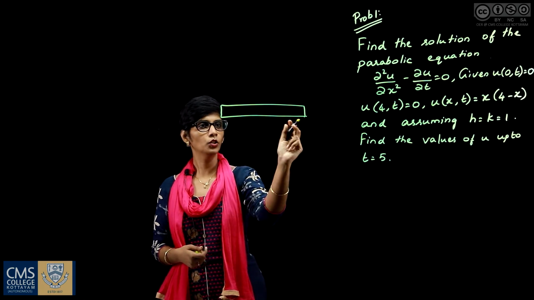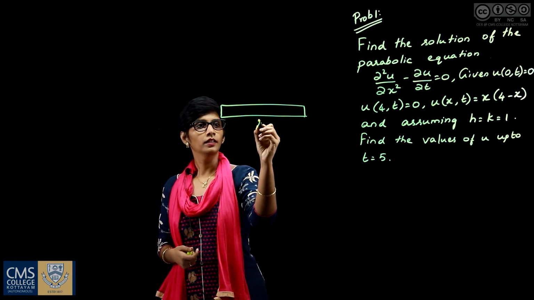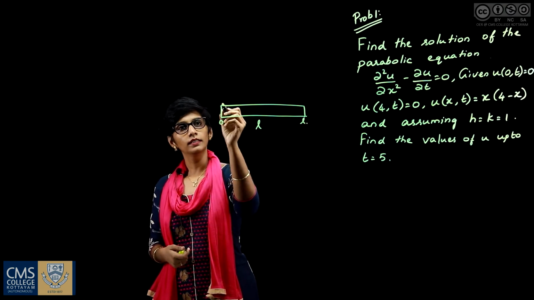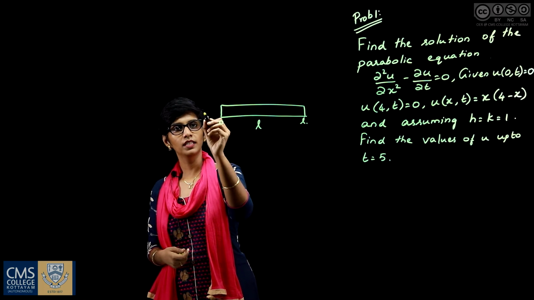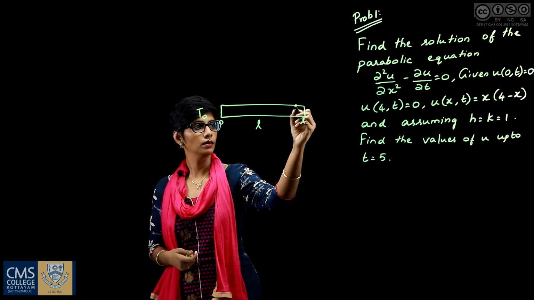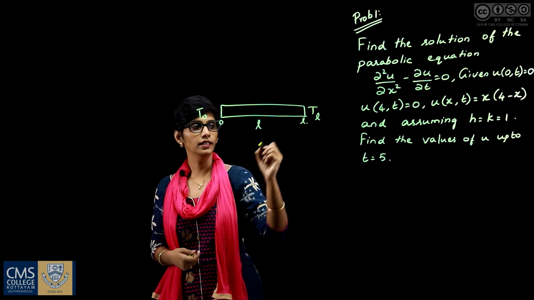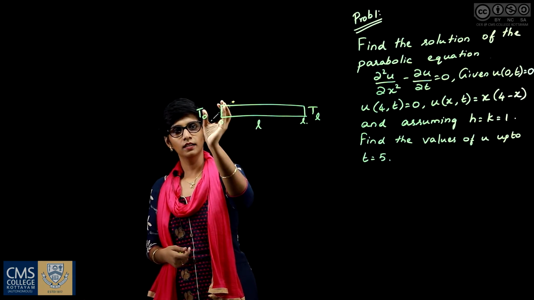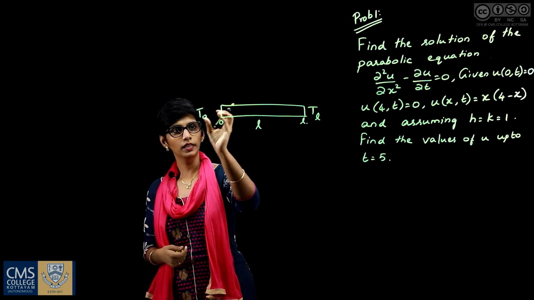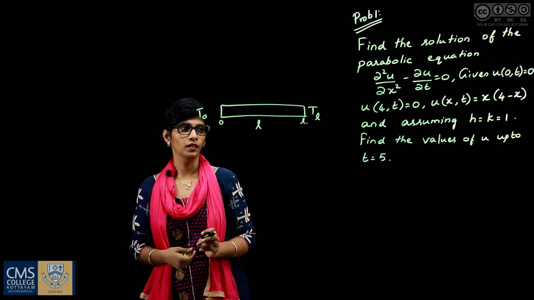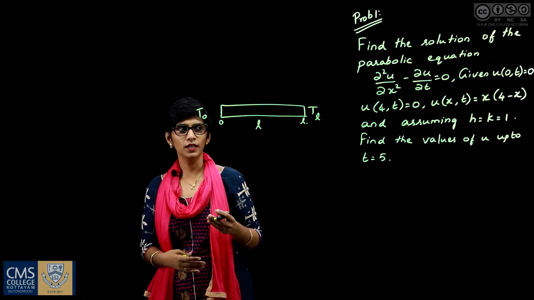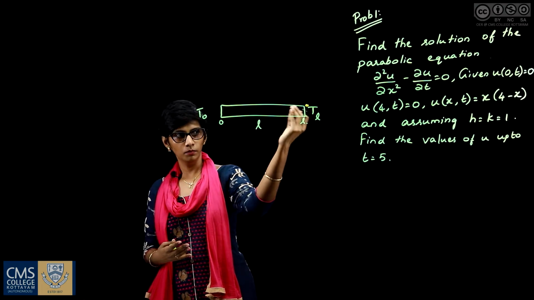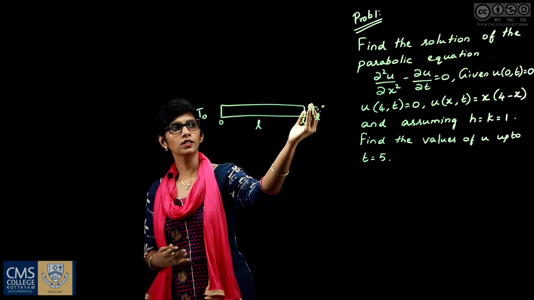For example, if the length of the rod is L, then this point is 0 and this point is L. This end has a temperature T0 and this end has the temperature TL. Initially the ends of the rod are kept at two different temperatures. So after a time interval, say 10 minutes, what happens? The heat or the temperature from this end starts moving here.